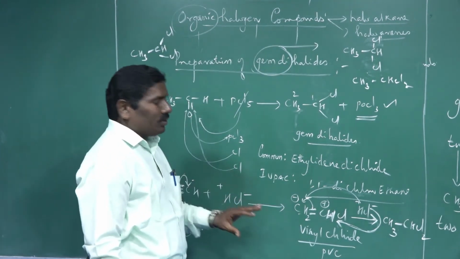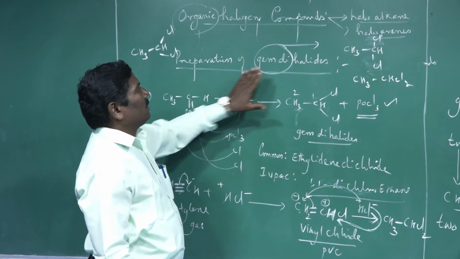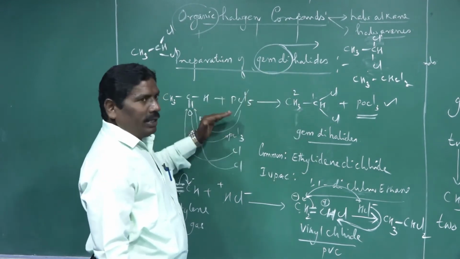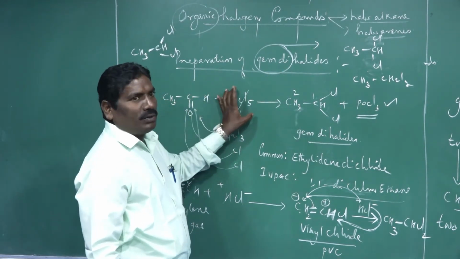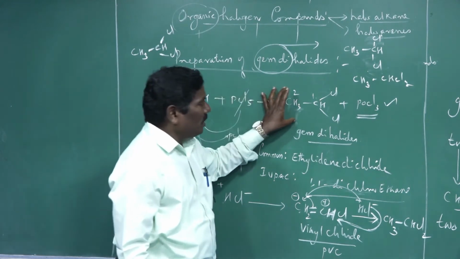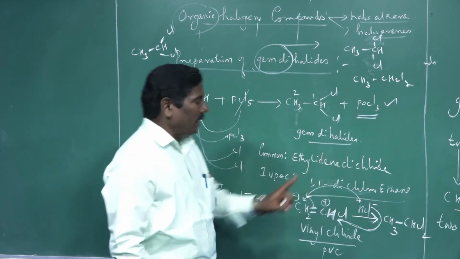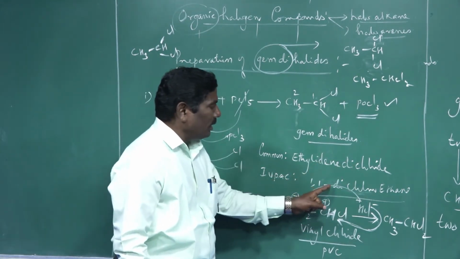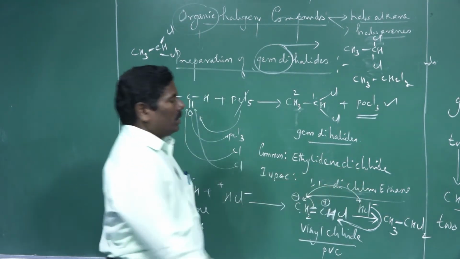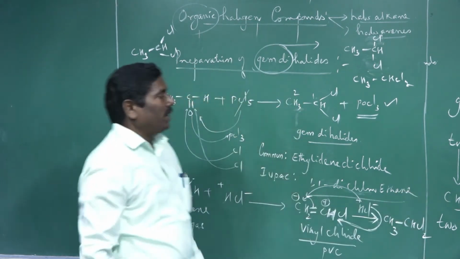Now you are very clear. How do we prepare the gem dihalides? You take acetaldehyde and treat it with PCl5. The compound formed is the gem dihalide, which is ethylidene dichloride, or 1,1-dichloroethane. This is a point you can write.